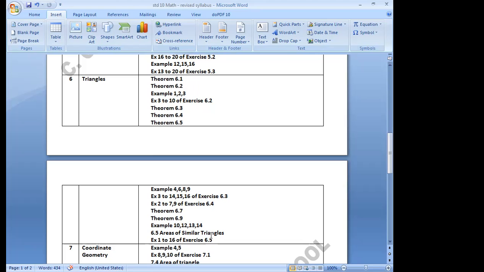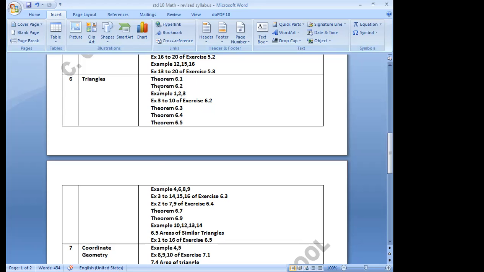Then we'll go to the next, that is exercise 6.5, in which sums 1 to 16 are all excluded, only sum number 17 is included. It means, in short, that in this topic 6.5, area of similar triangles, only a few theorems are to be asked, otherwise the entire topic and most of the sums of this topic are excluded.